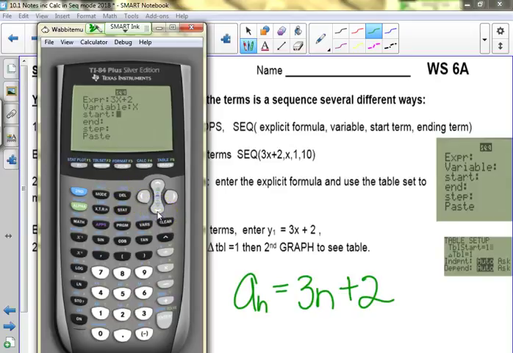Starting and ending: how many terms do you want it to do? If you don't want it to end, I think you can leave that blank. I'm just going to say let's put the first 5 terms. The step is what you want it to count by. You want to put in 1, 2, 3, 4, 5, so you actually can leave this step blank. So Kayla's calculator would look like this: sequence 3x plus 2, comma x, comma 1, comma 5. Enter, it gives me the first 5 terms.